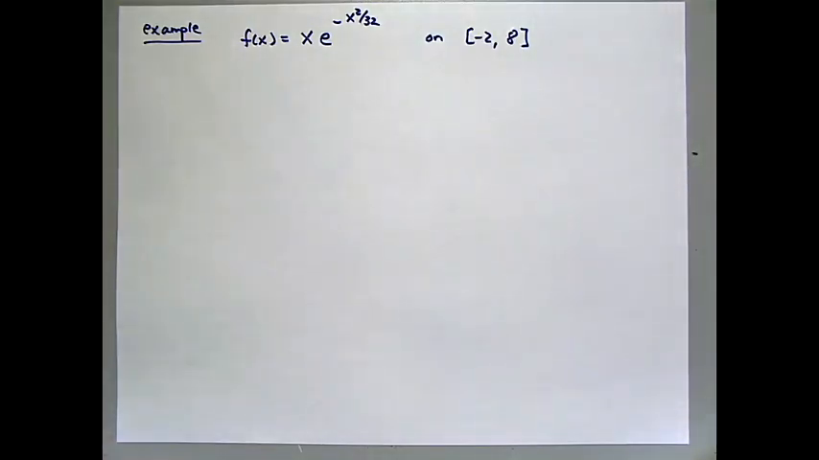Let's look for the absolute maximum and the absolute minimum of the function x times e to the minus x squared over 32 on the interval -2 to 8. Same procedures, right? We find where the tangent line is horizontal. We find where the tangent line is undefined. And then we compare to what happens at the endpoints. Find the highest and lowest, and that's it.